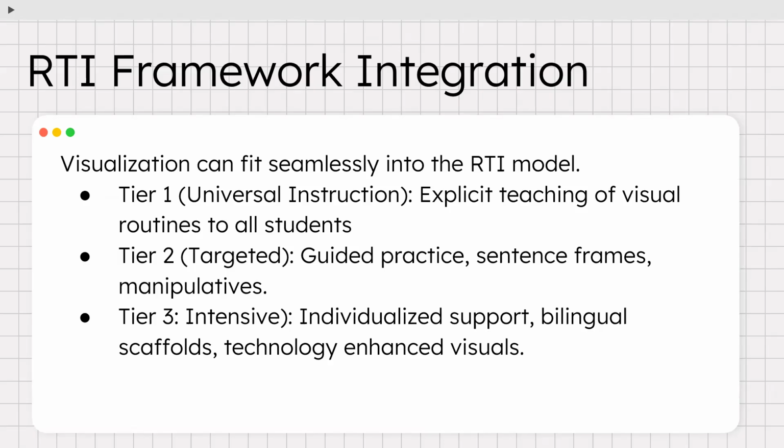In Tier 2, which targets small group support, students who need additional help can receive guided instruction with visuals, using sentence frames to describe diagrams and manipulate materials to strengthen spatial understanding. In Tier 3, which is intensive individualized support, students with significant needs may require language scaffolds, bilingual support, technology-enhanced interventions, and repeated reasoning routines to build comprehension. This tiered approach ensures that visualization strategies are accessible to all learners and adaptable to the diverse needs of students with disabilities.